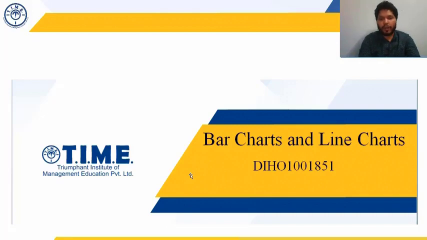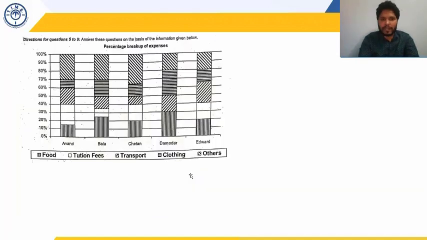I hope you have all attended part 1 of this bar chart and line chart. This is just the continuation of the first part, in which we discussed bar charts and two sets. One question was left in the second set of the bar chart, so we'll be continuing from question number 9. We have done up to question number 8 in part 1, and now in part 2 we are starting from question number 9. Once again, let me read the data for you.